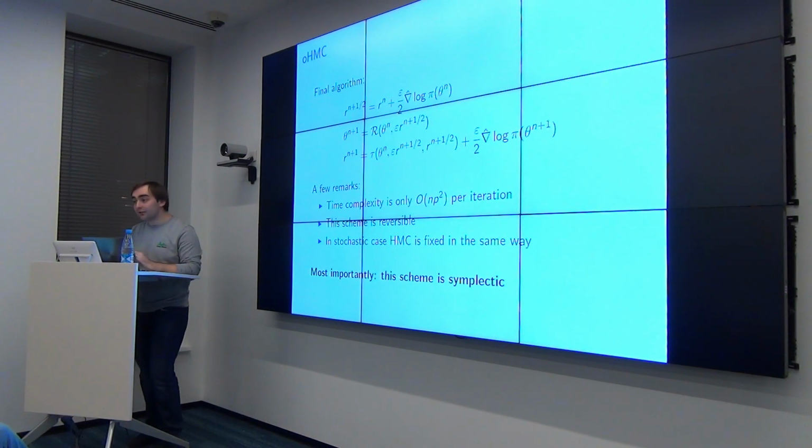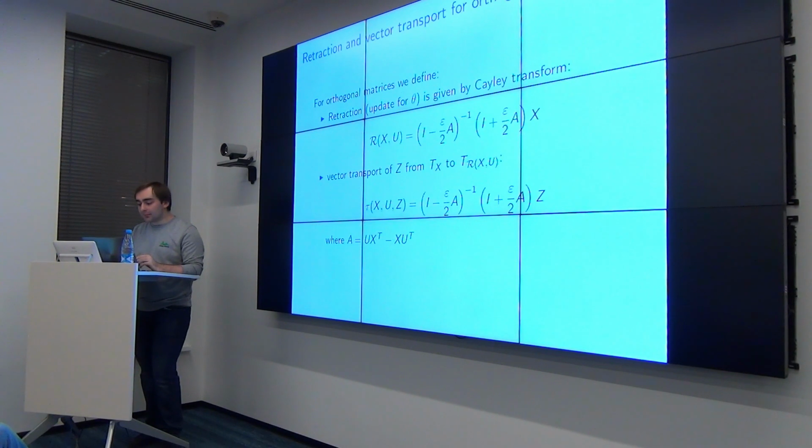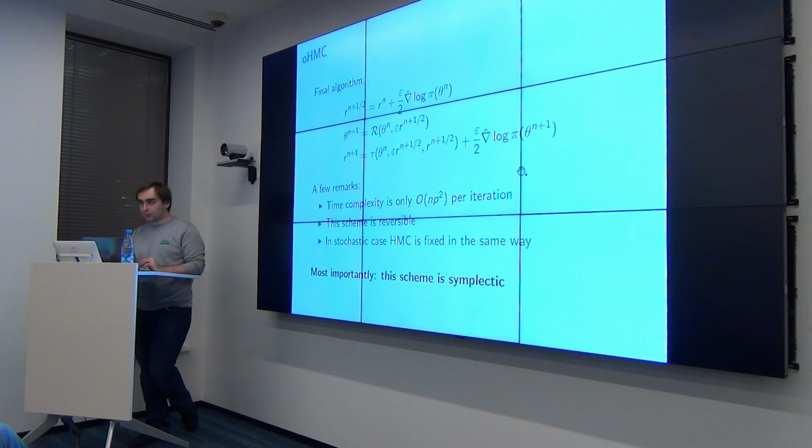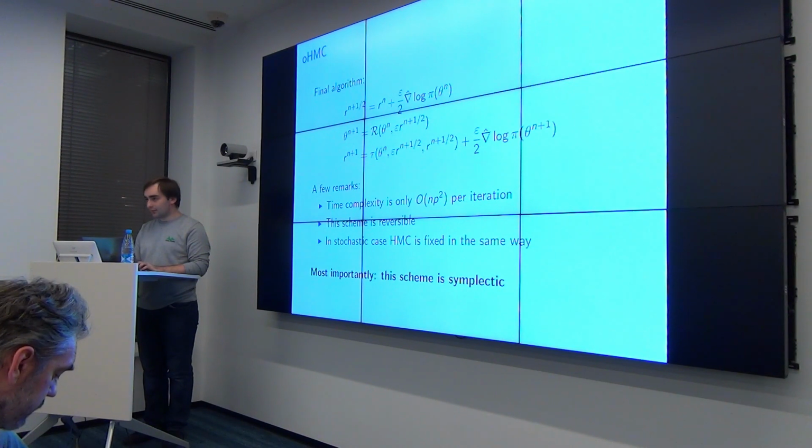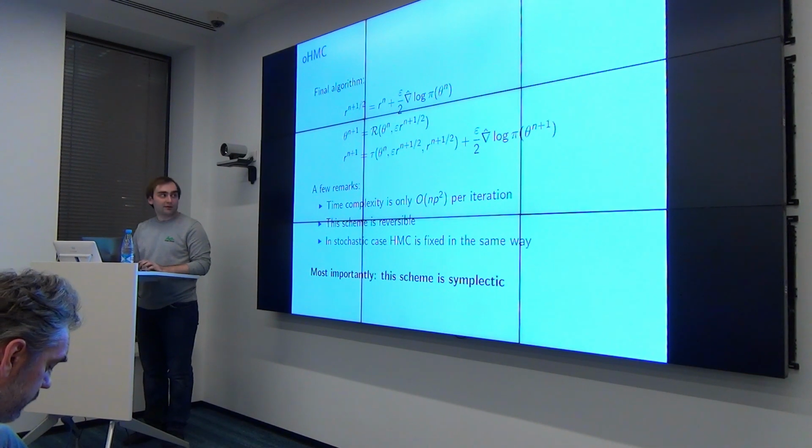Is retraction really invertible? Yes, it depends on the Cayley transform, and if you take not A but minus A, you will get the inverse of this rotation matrix. It is not true for any Riemannian manifold. So, any more questions? No. So, we can move to the results.